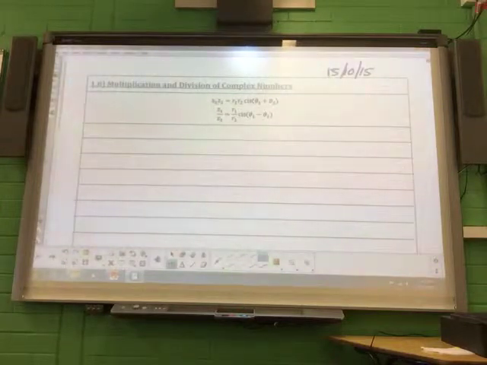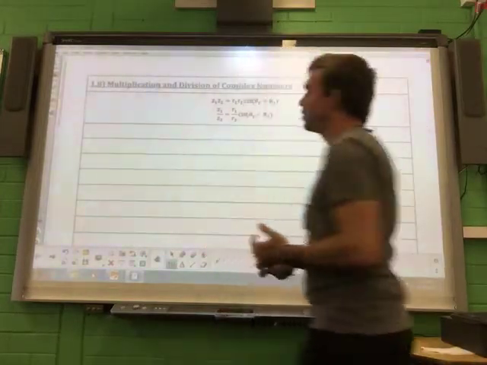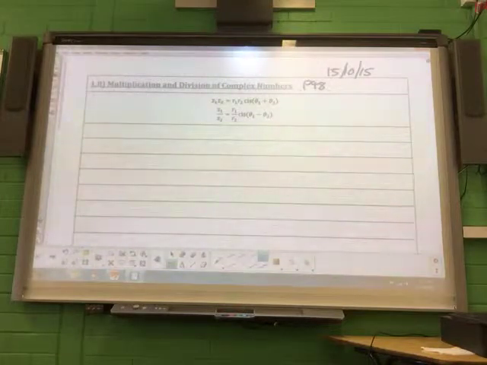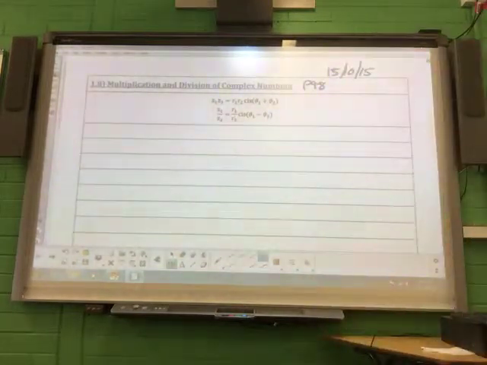So if we're looking at now the multiplication and division of complex numbers, which is on page 48 of your notes. Okay, so the two results you need to know. When you express things in complex number in modulus argument form, two separate complex numbers, and we want to multiply those two numbers. So we want to multiply z1 and z2, so z1 can be x1 plus y1 i, and z2 can be x2 plus y2 i.